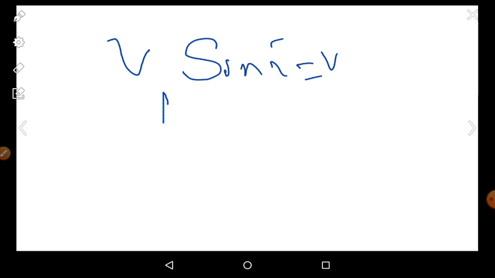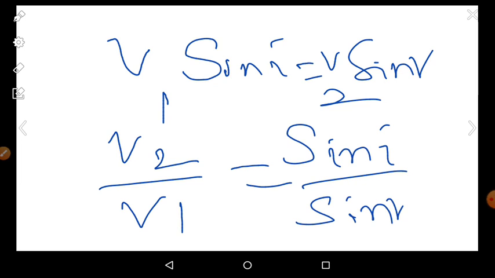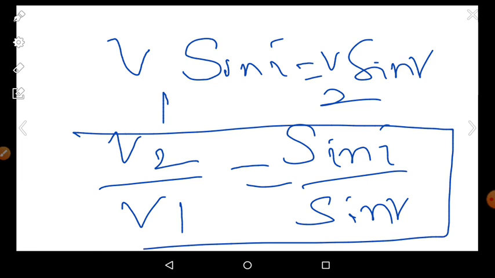So, equating the parallel components, V1 sin I equals V2 sin R. So, the parallel components are equal to each other. Now, I will take the ratio V2 by V1. If you take this ratio, this will be sin I divided by sin R. So this is the ratio of the two velocities. We get this from this equation: V2 divided by V1 equals sin I divided by sin R.